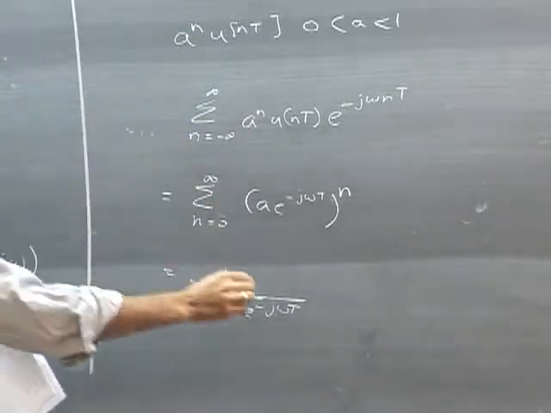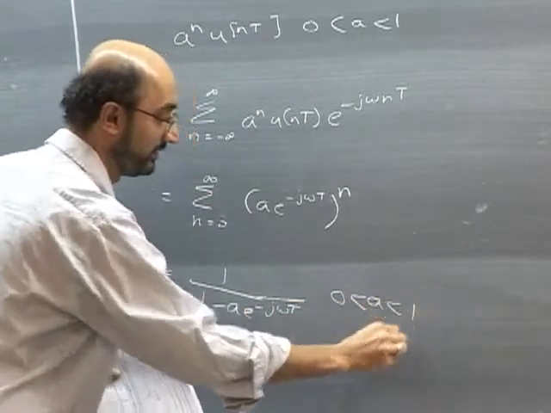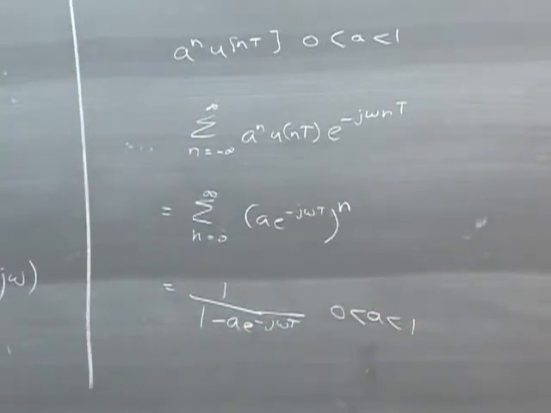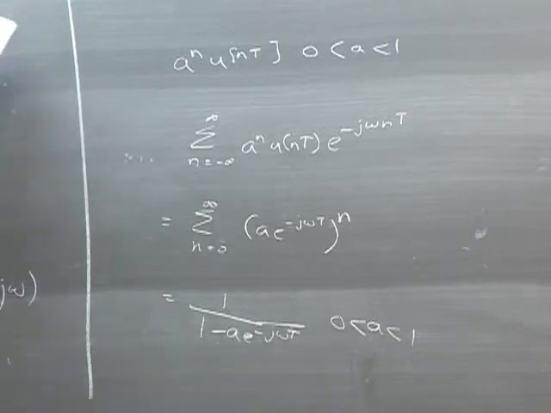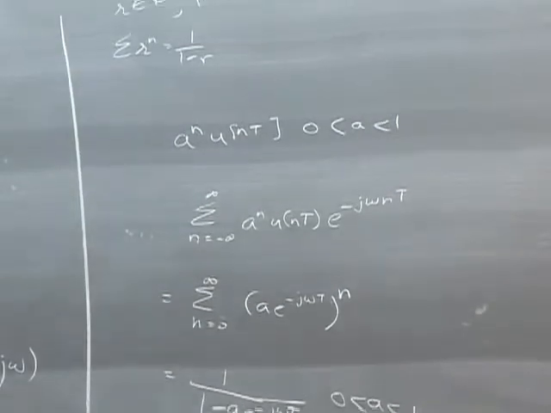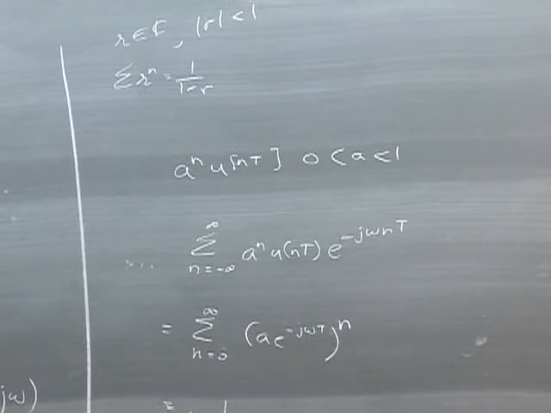Again, under the condition that 0 is less than a less than 1. Otherwise, it's not going to converge. It won't be a convergence, so we won't get that summation. So in order for this magnitude to be less than 1, this is the condition that you need to have. It's a pretty straightforward condition.